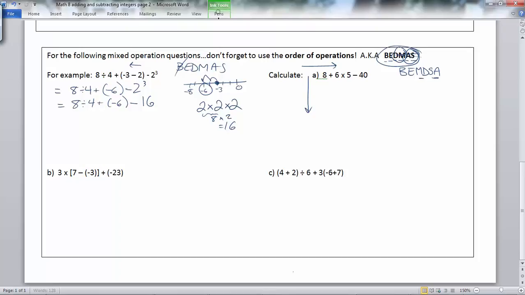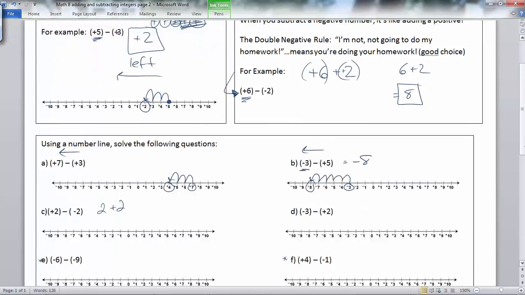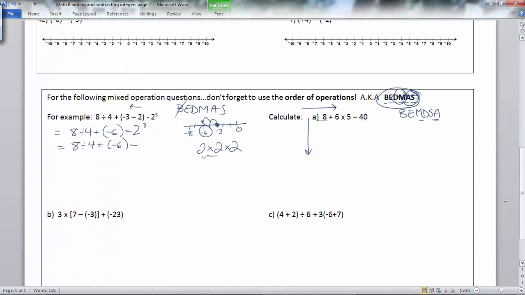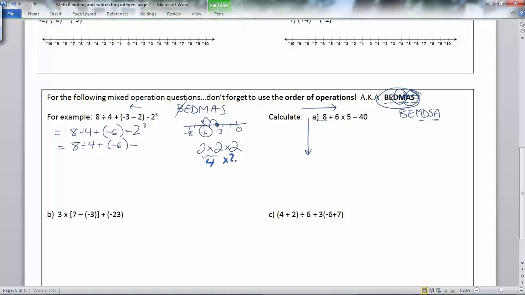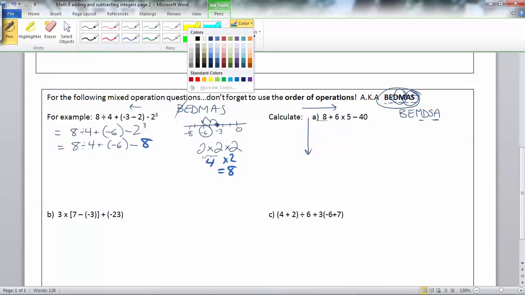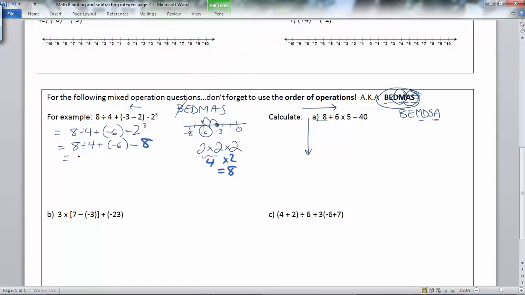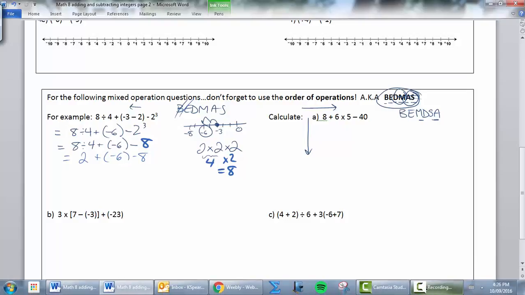Oh, wait. No, it's not. Let's fix that mistake. Let's try that again. Uh-oh. 2 times 2 is not 8. 2 times 2 is definitely 4 times 2. I was kind of thinking ahead of myself in my head. So there's your -8. Okay, so now I've taken care of that. I can do the division. 8 divided by 4 is 2, plus -6 minus 8.